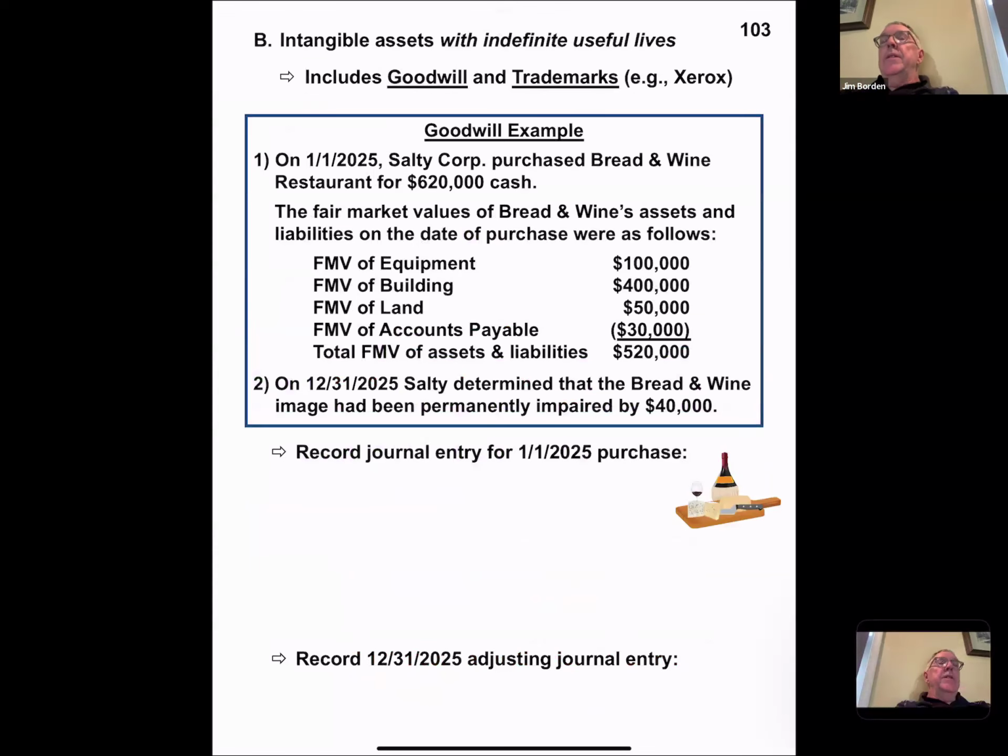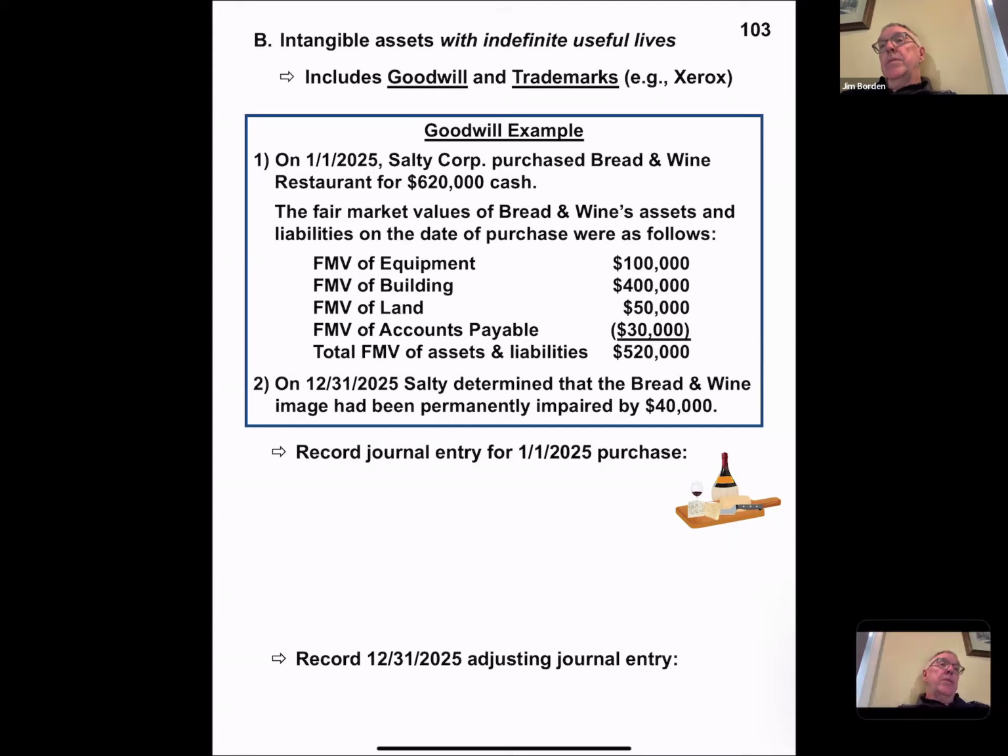Okay? Let's go look at the second category of intangible assets. These are those that have indefinite useful lives. Since it's an indefinite useful life, we can't amortize these. To amortize these, just like when we depreciate something, we have to have a useful life, a number of years, to spread the asset over. With this category of assets, there is no useful life, so therefore we can't amortize these. Included in this category are items such as goodwill and trademarks.